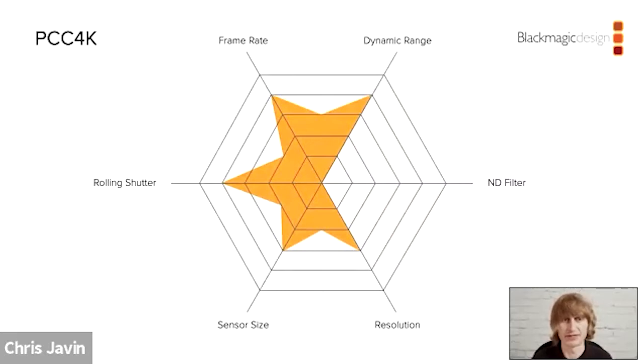This diagram is showing six areas that you would consider as a camera operator when choosing your desired camera. It's not exhaustive, but typically you'd look at frame rates, dynamic range, ND filters, resolution, sensor size, and rolling shutter. First and foremost, the Pocket 4K's strength really lies in its faster rolling shutter readout of approximately 60 milliseconds, resulting in a more sensitive sensor and better handling of available light situations.